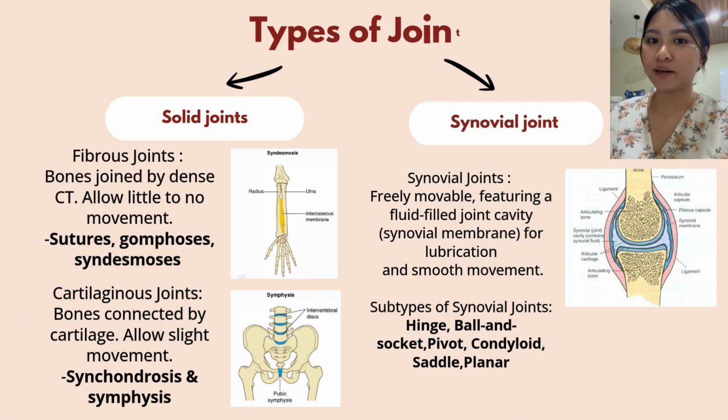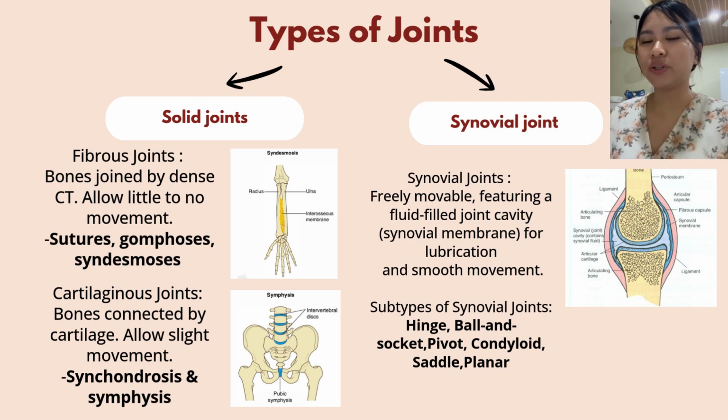Now let us look at the types of joints. So joints are classified based on their structure and degree of movement. We can divide joints into solid joints and synovial joints. For solid joints, we can divide them again into fibrous joints and cartilaginous joints, and they have their own descriptions.